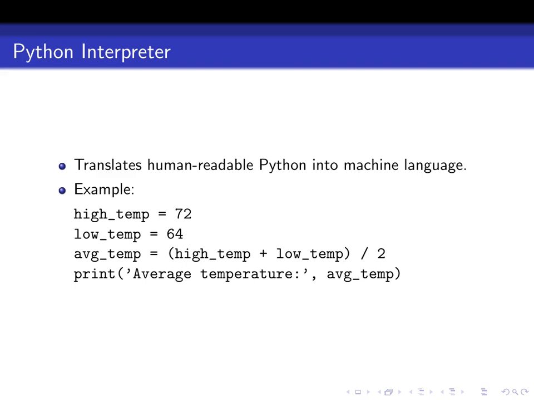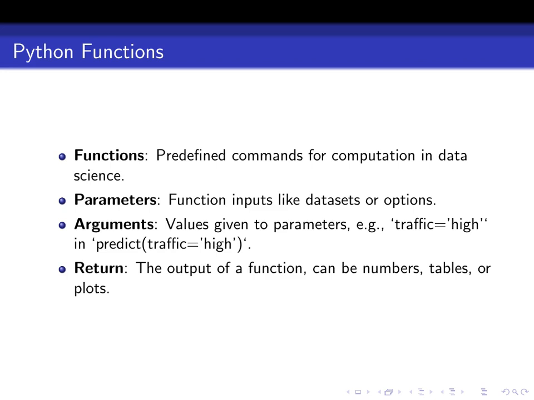The Python interpreter is essential as it translates Python code, which is human-readable, into machine language. Here's an example where we calculate and display an average temperature. Python functions are crucial for data science, providing predefined commands for computation.